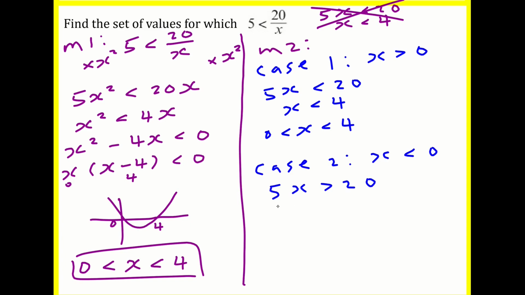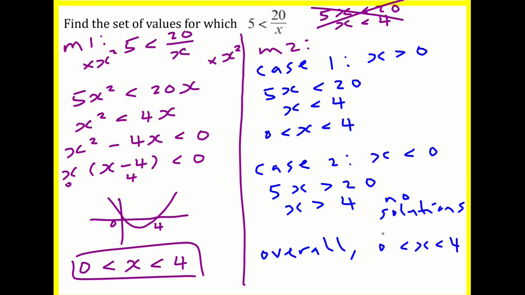And now I'm going to get that x is greater than 4. The thing is, I already assumed that x was less than 0, and now I'm saying it has to be greater than 4. So there are no solutions here. And we saw that, in fact, from the first method. But sometimes there might be. It depends on the question. And therefore, overall, we're going to get that 0 is less than x is less than 4. For both methods, we have to get the same answer.